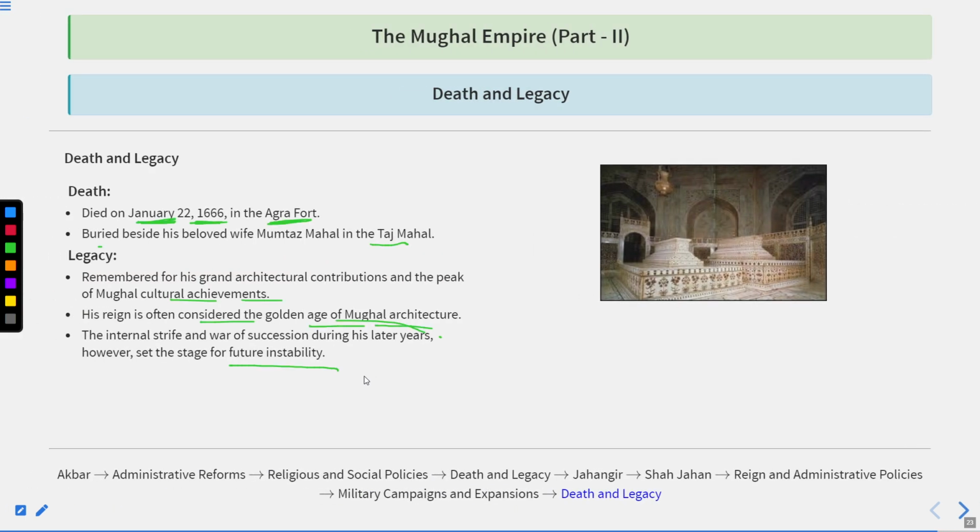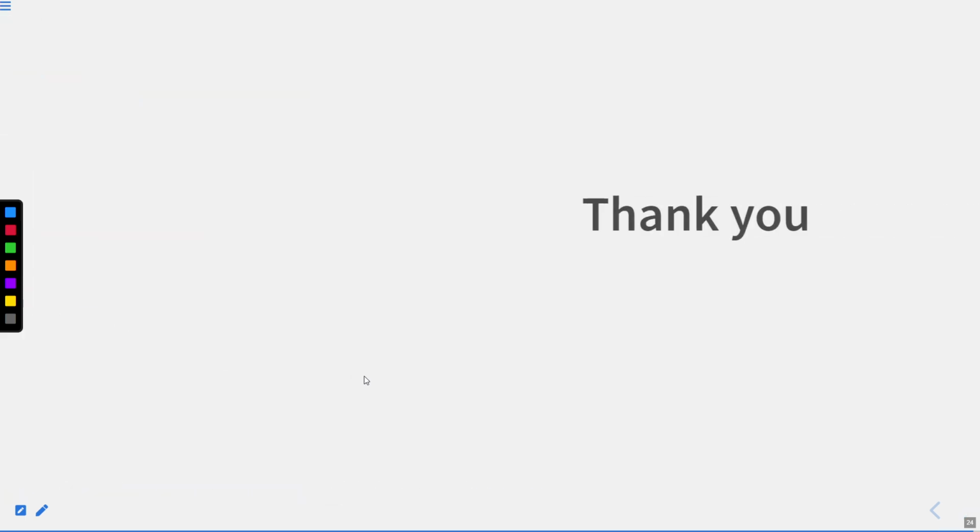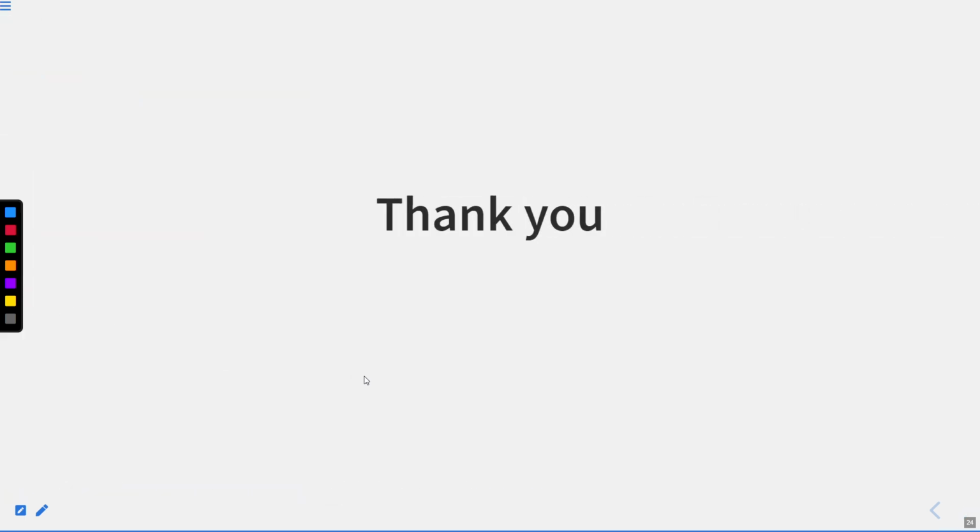So these are the important points related to Akbar, Jahangir, and Shah Jahan that we have discussed. In the next class, we will discuss Aurangzeb and the post-Aurangzeb rulers of the Mughal Empire. So I hope you understood this session. Thank you.